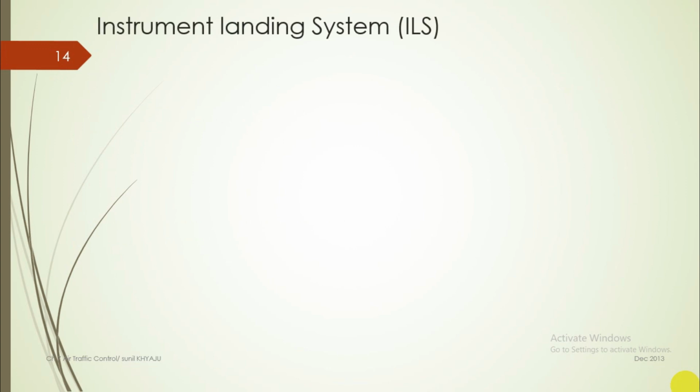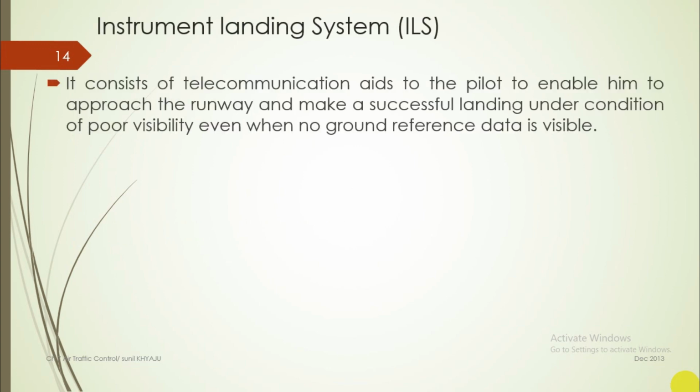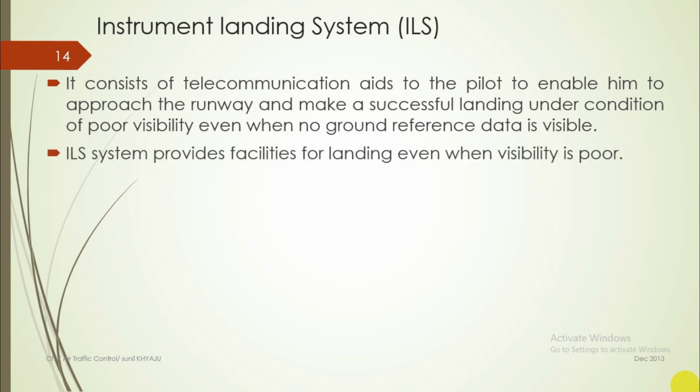Instrument landing system. It consists of telecommunication aids to the pilot to enable him to approach the runway and make a successful landing under conditions of poor visibility, even when no ground reference data is visible. The ILS provides facility for landing even when visibility is poor.